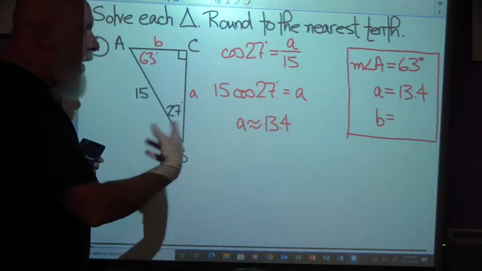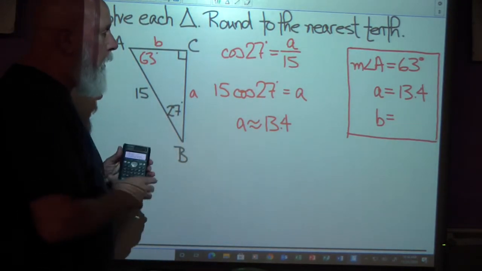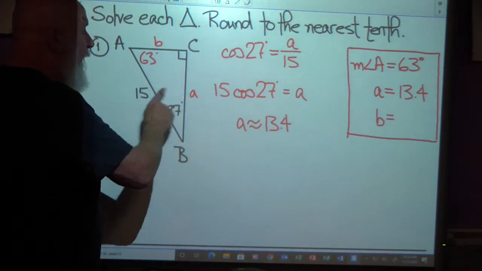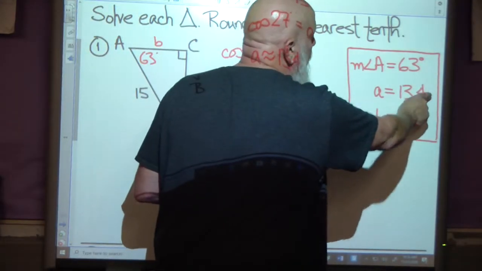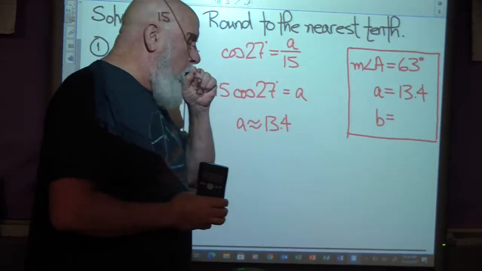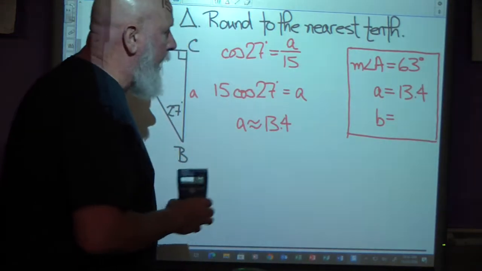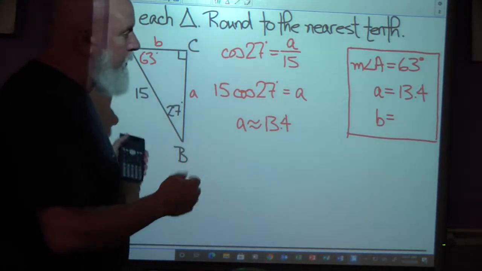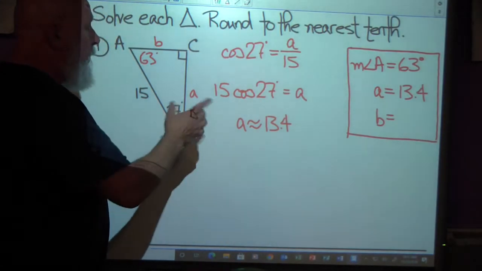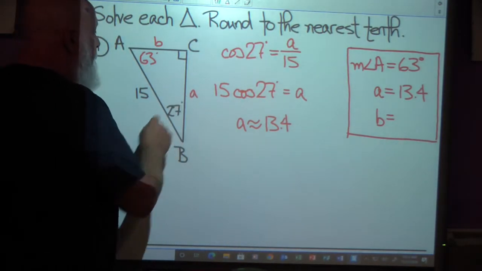It could be inches, centimeters, light years, miles, whatever our unit of measure is. We weren't given a unit of measure, so I didn't bother listing one. Some teachers would like you to write the word units there. That would be fine. I'm not going to ask you to, but don't be surprised if somebody does. So we found side A.